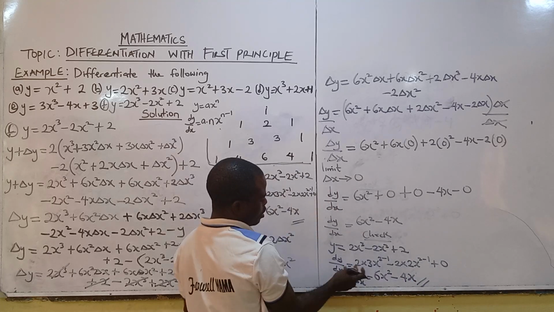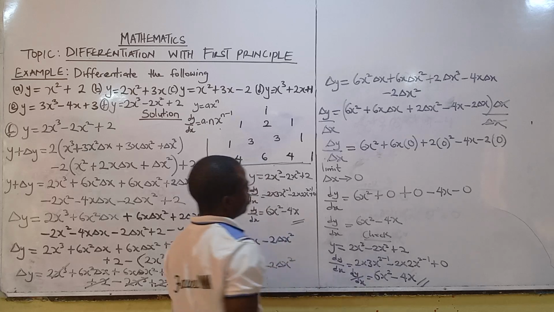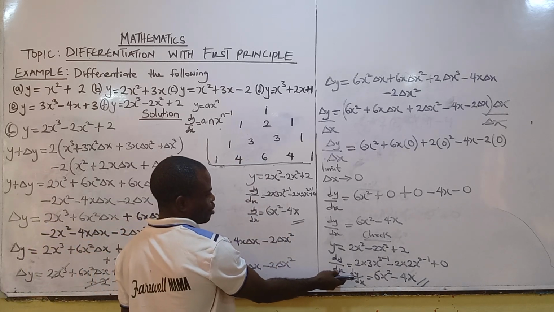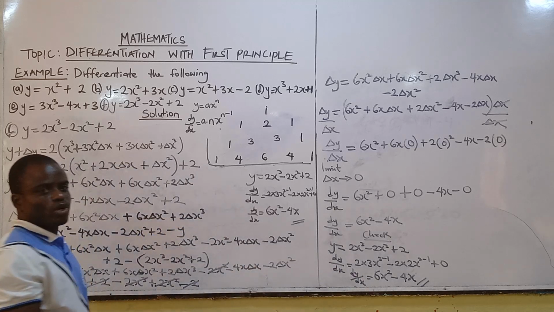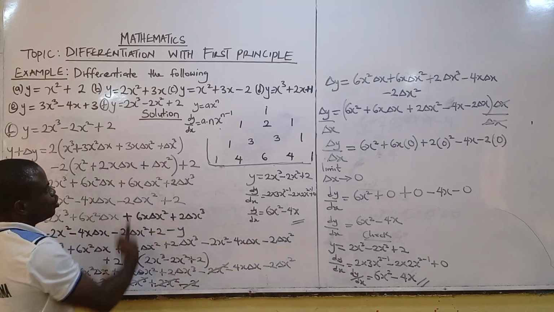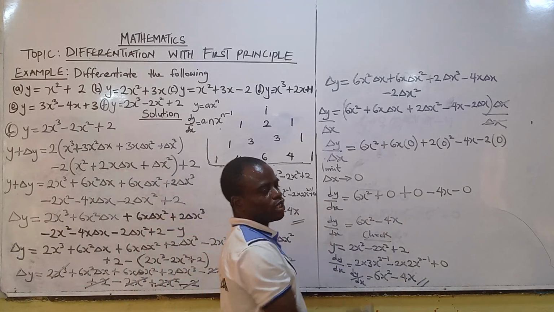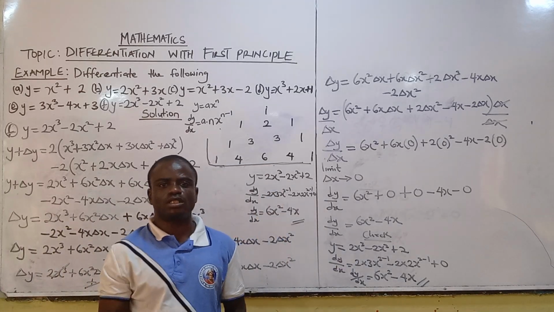As you see, you are not getting the same thing. Please be very careful. You see that the general method is a very short way. That's why in WAEC, we are always asked to use first principle. But this general method can be applied when it comes to objective questions.